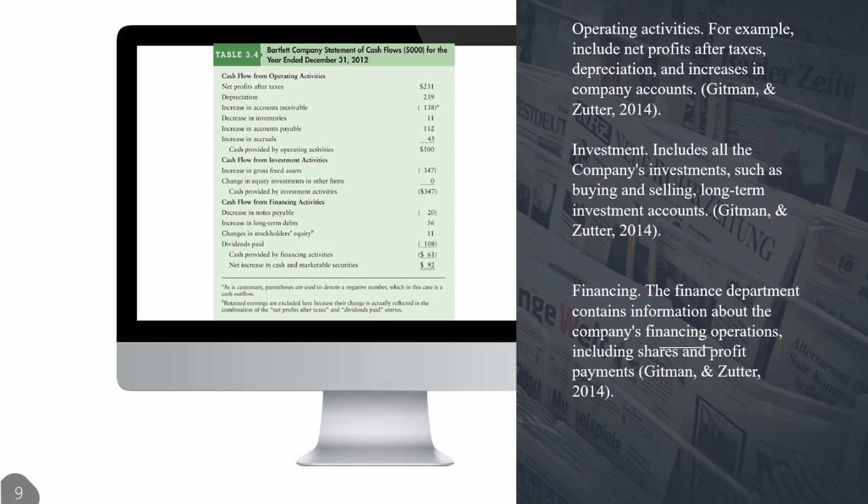Here are some examples of operating activity, investment, and financing. Operating activity, for example, includes net profit after tax, depreciation, and increase in company accounts. Investments include all the company's investments, such as buying and selling long-term investments. Financing contains information about the company's financial operations, including share and profit payment.